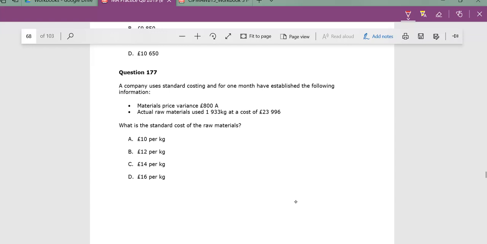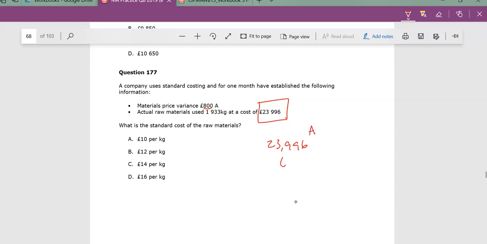Good. So here we're back into our land of variances again. This question is asking a pretty fair question. It's saying, what is the standard cost of the raw materials per kilogram? Let's look at this picture here. You have spent 23,996. It says that the material price variance is 800 adverse. So this is what you actually did.